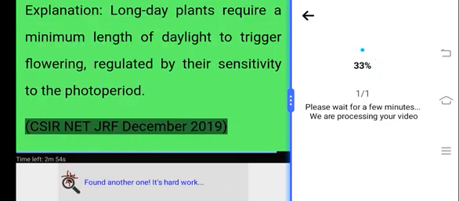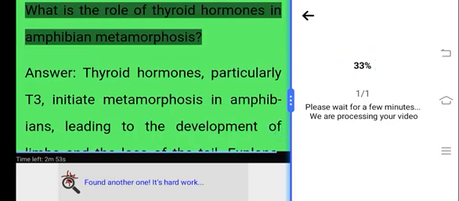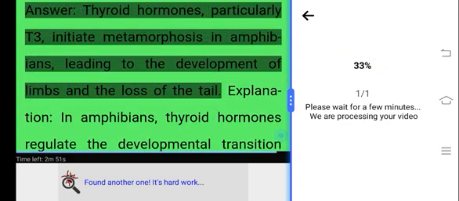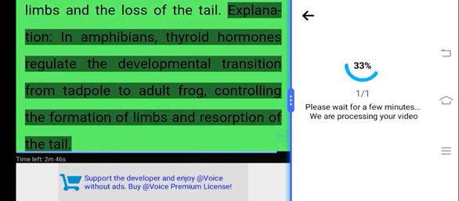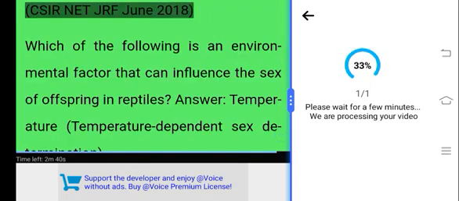CSIR NET JRF December 2019. What is the role of thyroid hormones in amphibian metamorphosis? Answer: thyroid hormones, particularly T3, initiate metamorphosis in amphibians, leading to the development of limbs and resorption of the tail. Explanation: in amphibians, thyroid hormones regulate the developmental transition from tadpole to adult frog, controlling the formation of limbs and resorption of the tail.